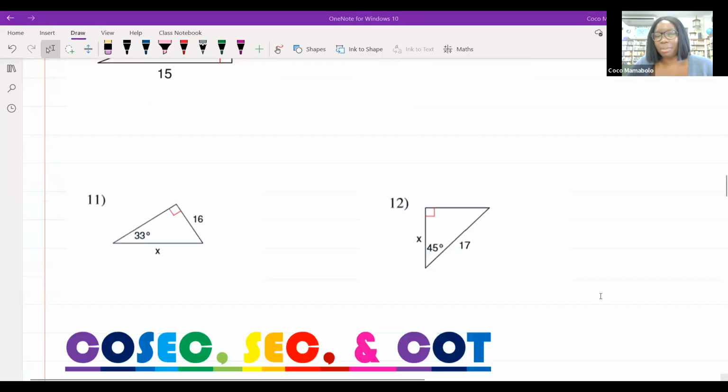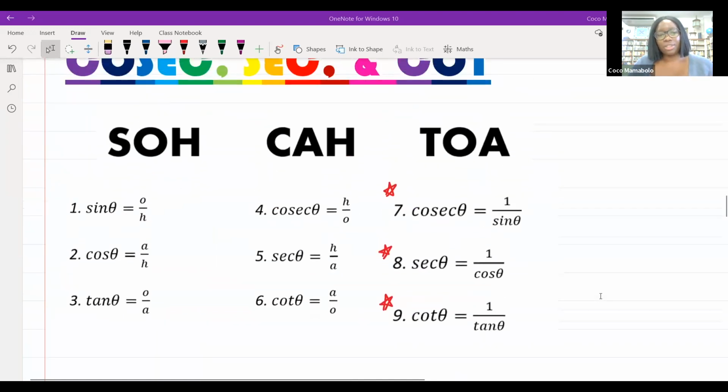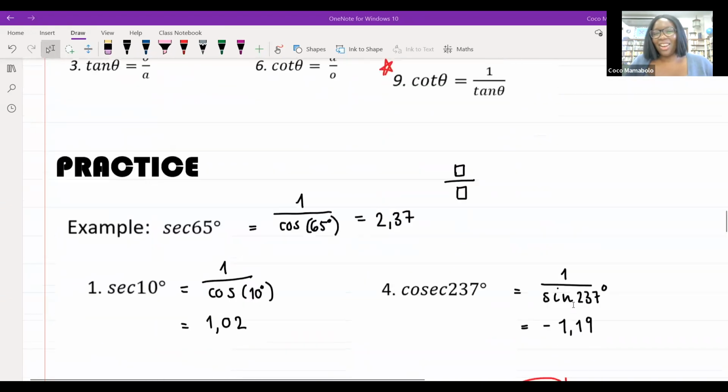Take screenshots, everybody. I'm moving down because I need to leave in the next 10 seconds. Don't forget to take screenshots of SOHCAHTOA and of the reciprocal identities. Don't forget those. Okay. Excellent. I'm loving all of these. All right, guys.